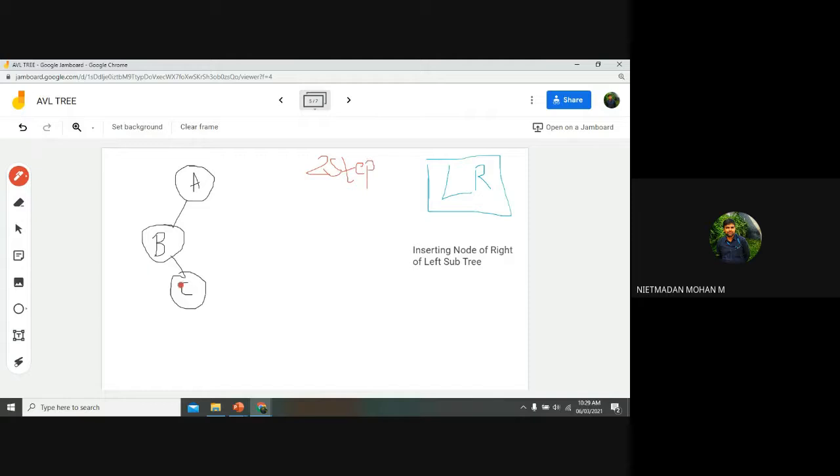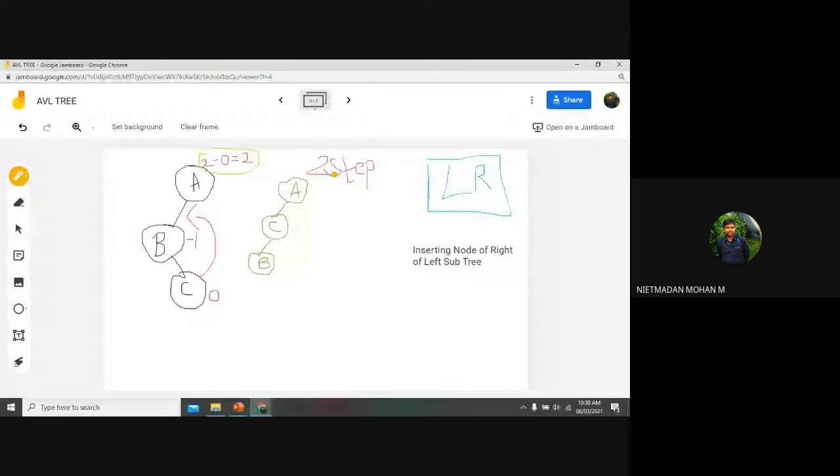So in the first step, what do we want to do? We want to rotate only this C to the left hand side. So how will it look? First step: A, C, and B. Now you can find the balance factor here. What is the balance factor of C? That will be 0. For B, 0 minus 1, it will be minus 1. For A, 2 minus 0, that will be 2. So here the imbalance has occurred.